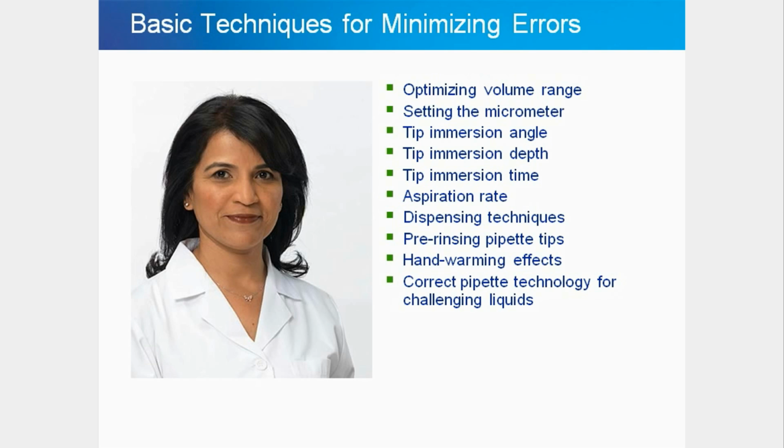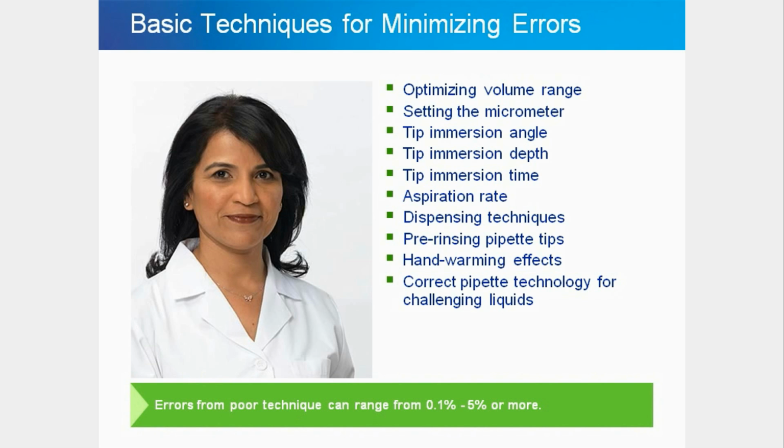We will cover selecting optimized volume ranges, recommended tip immersion angle and depth, review the effects of sample aspiration rate on pipetting technique and results, discuss the importance of consistency in pipetting technique, and review the importance of using appropriate pipetting technology for difficult liquids. Overall, errors from any of these poor techniques can range from 0.1% to 5% or more.